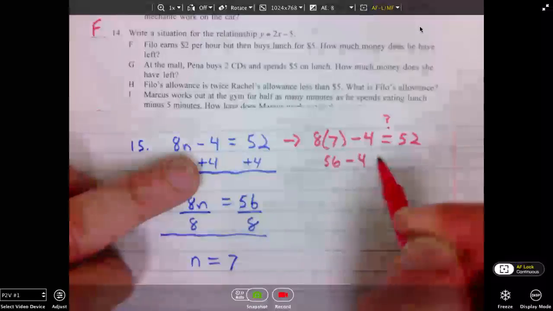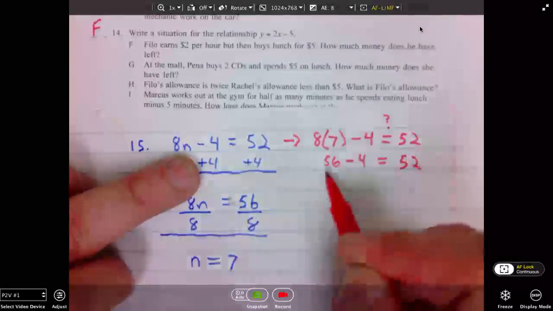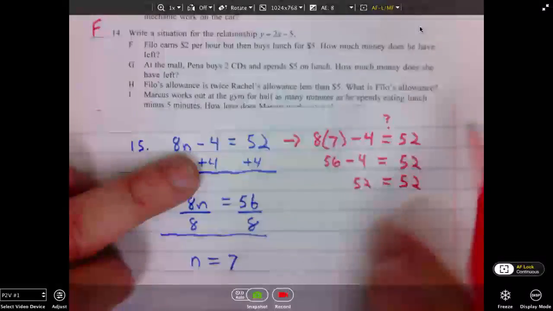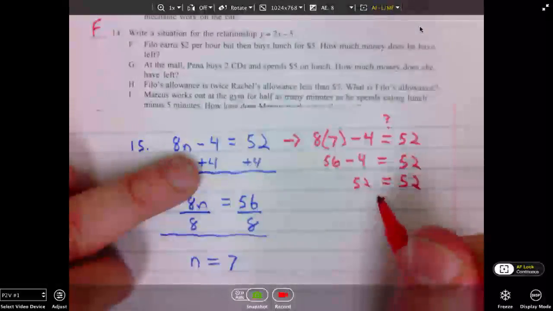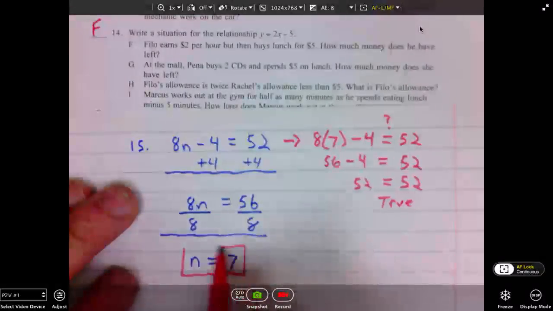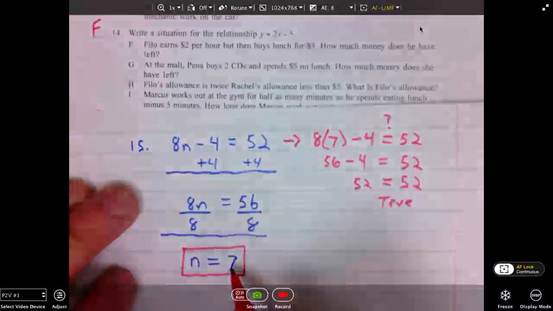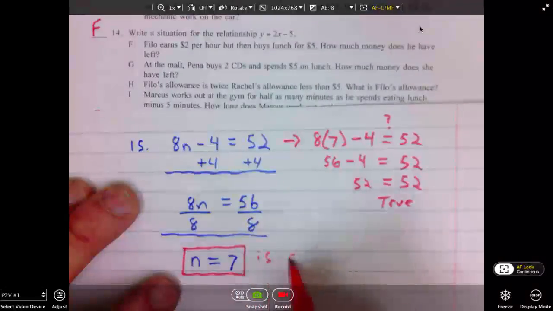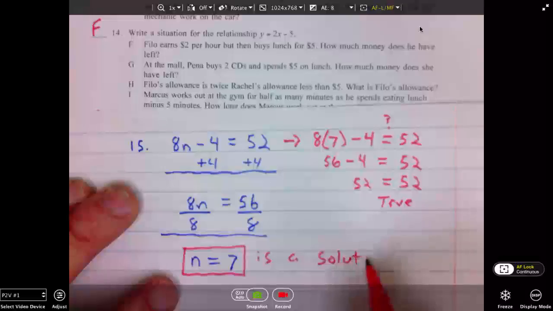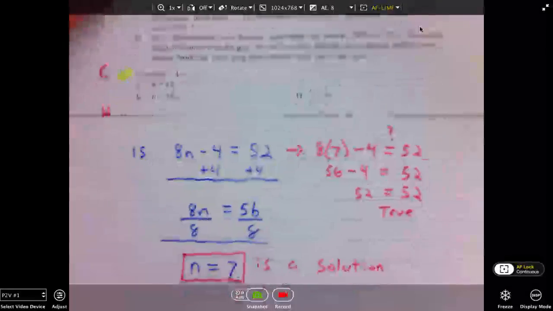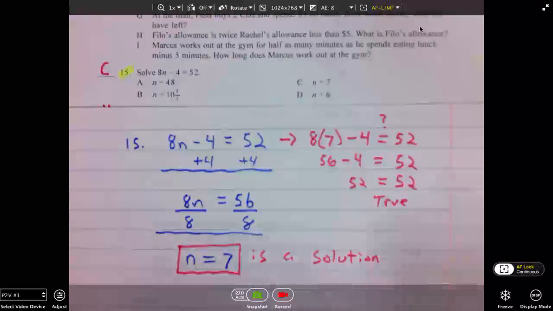Minus 4. 56 minus 4 is 52. We see that 52 does equal 52. This is a true statement. Thus, n equals 7 is a solution. Since 7 makes this statement true, we say n equals 7 is a solution. Alright, so the correct answer on number 15 is indeed C.